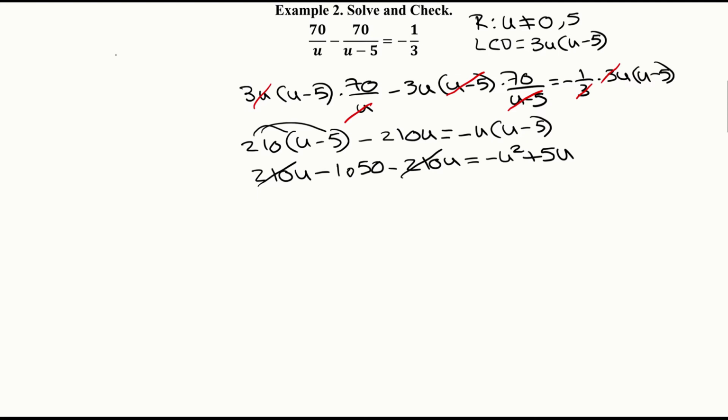So now we basically have everything we need to move to one side. So we'll go ahead and move all the terms to one side. So we end up with u squared minus 5u minus 1,050 equals 0. So to do this by factoring, we're going to need to go ahead and take a look at the prime factorization of 1,050.